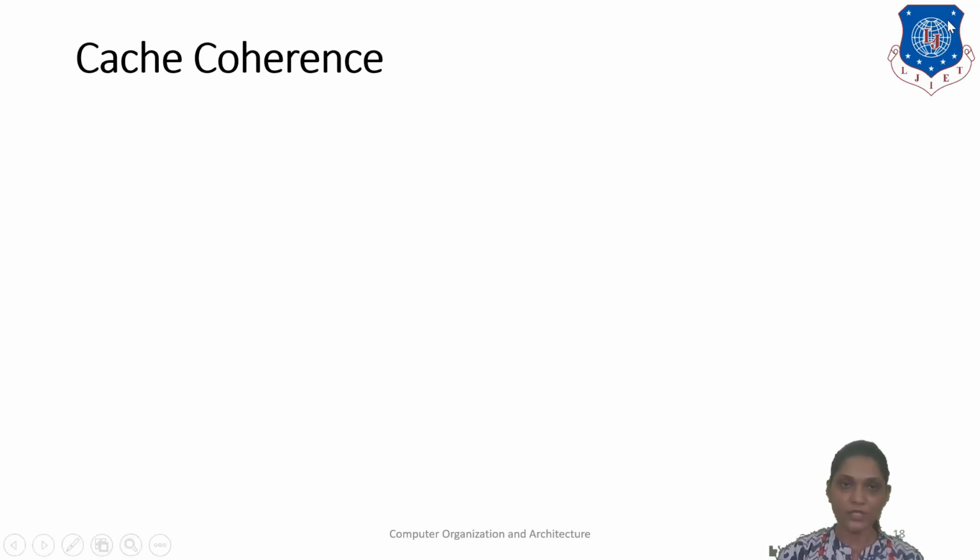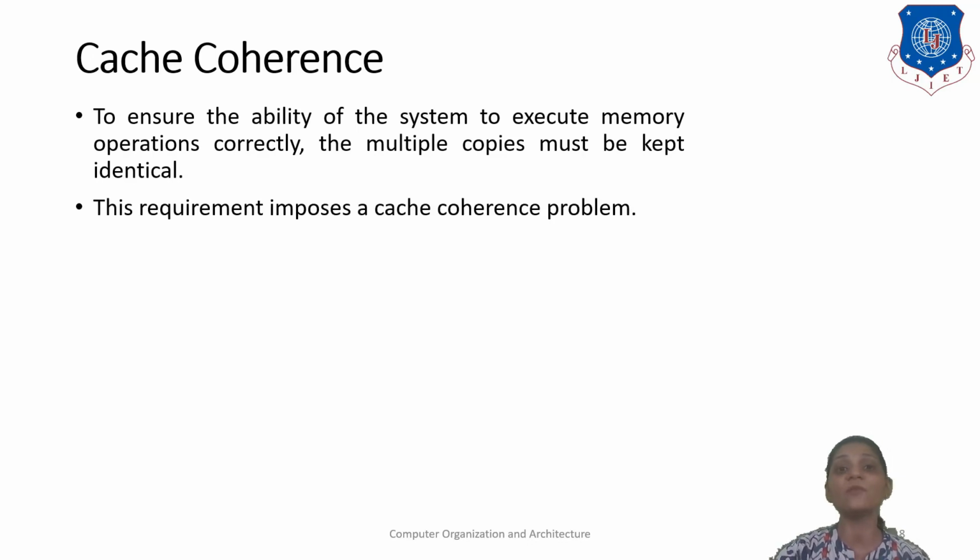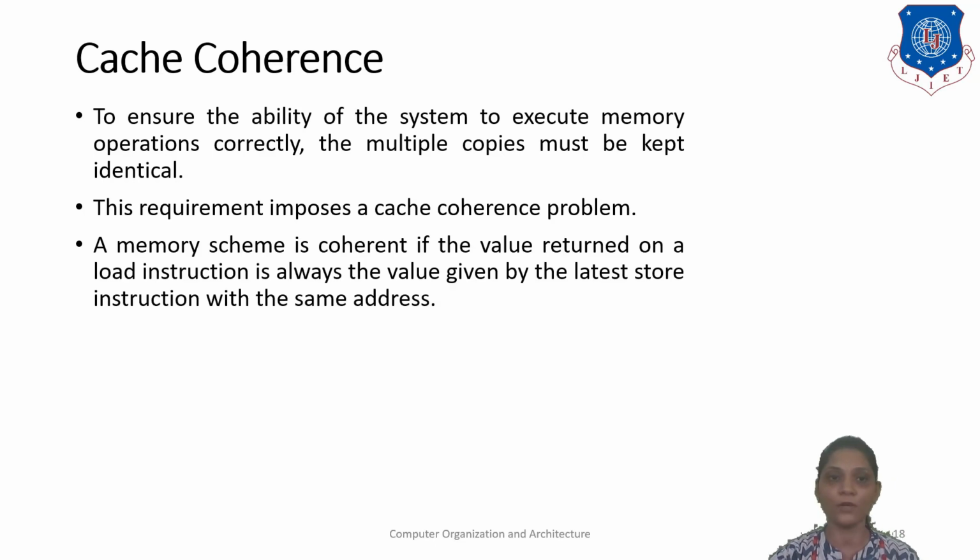Next, we are going to see the cache coherence problem. To ensure the system can execute memory operations correctly, the multiple copies must be kept identical. This requirement imposes the cache coherence problem. A memory scheme is coherent if the value returned on a load instruction is always the value given by the latest store instruction with the same address.